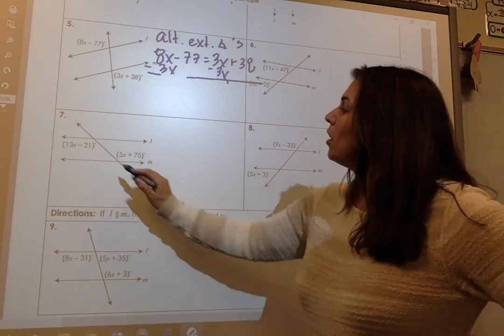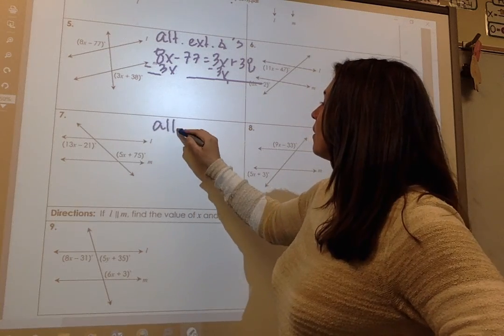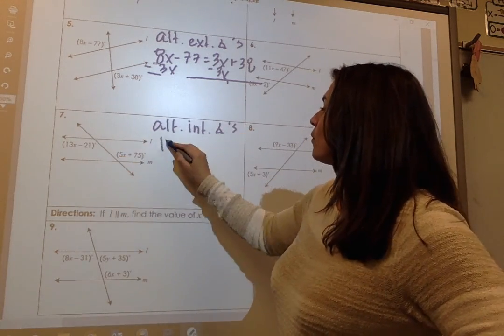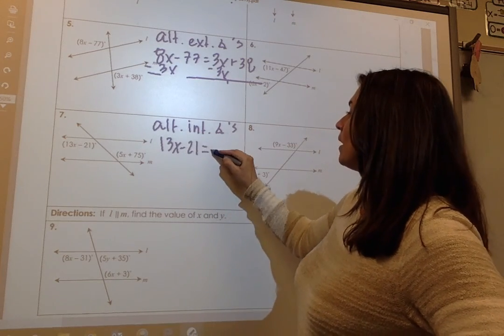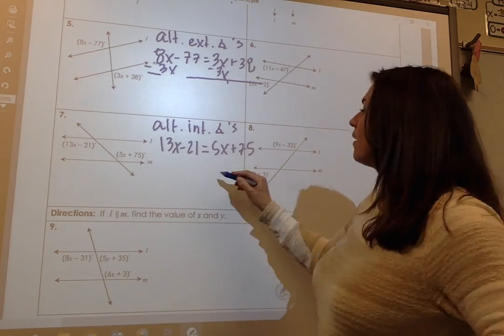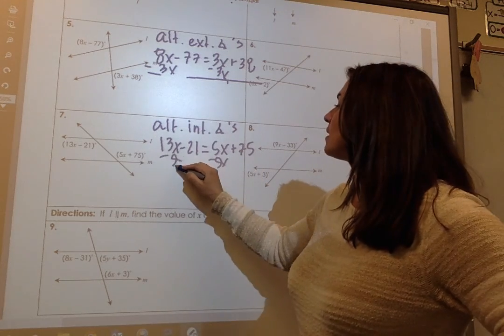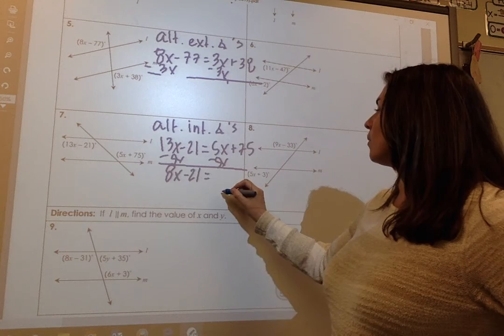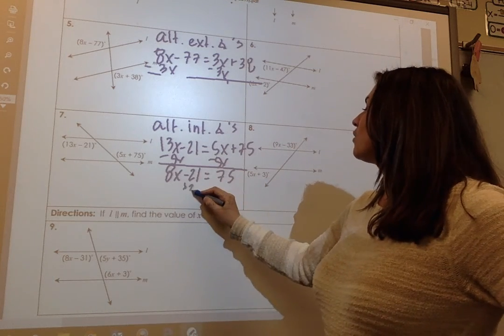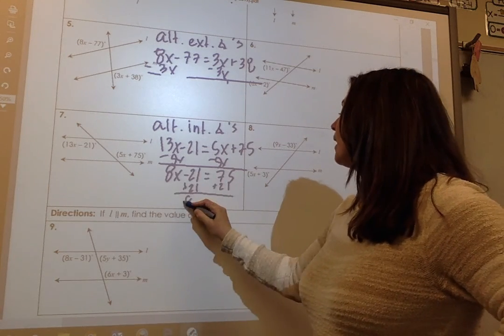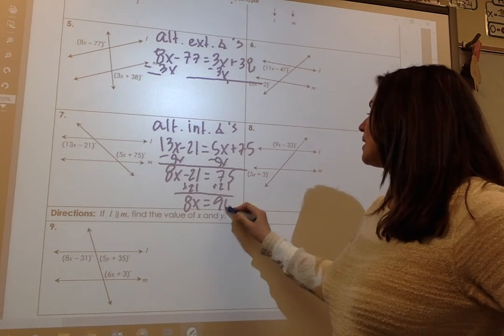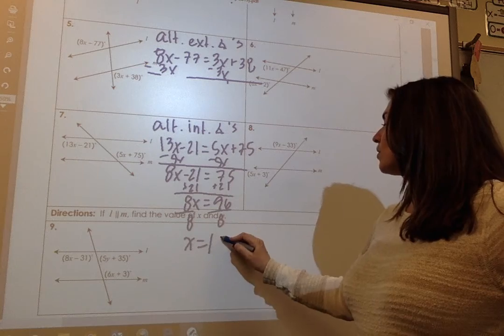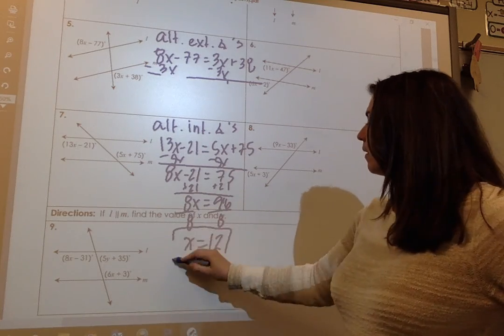Let's take a look at number 7. All right, number 7. Alternating interior angles, so they're congruent to each other. So 13x minus 21 equals 5x plus 75. I'm going to subtract 5x on both sides. I get 8x minus 21 equals 75. Add 21, and I get 8x equals 96. Divide both sides by 8. And I get x equals 12.